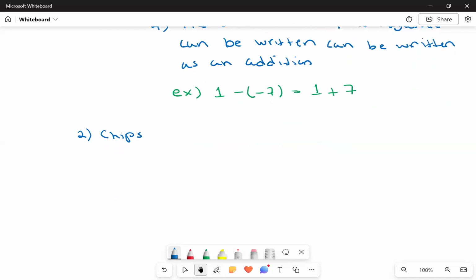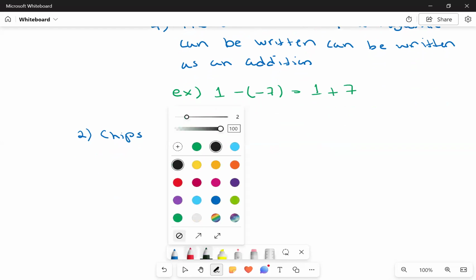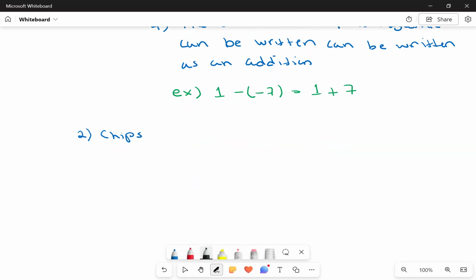That's how the book refers to them. For us, and let me go ahead and change this to black for the purposes of this, a black chip, like a black circle, is going to represent a positive number. And a red chip would represent a negative number.